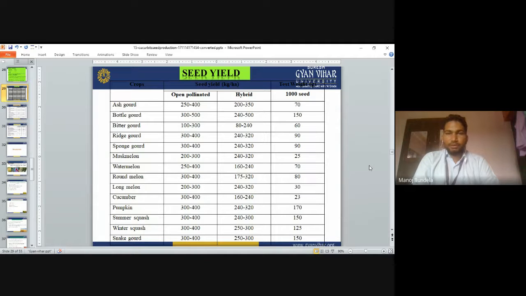For hybrids, for sponge gourd, 200 to 350. Bottle gourd, 240 to 500. Beetle gourd, 80 to 240. And the test weight of 1,000 seeds is 60.